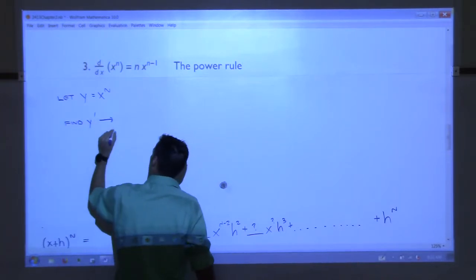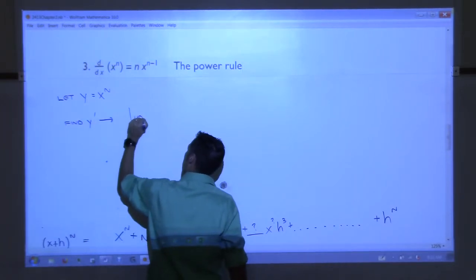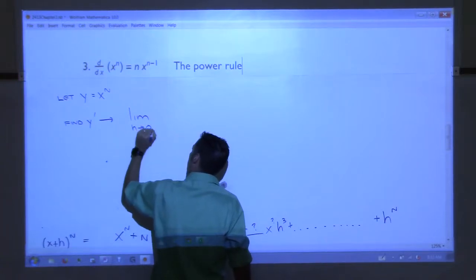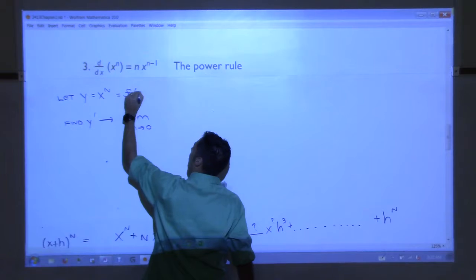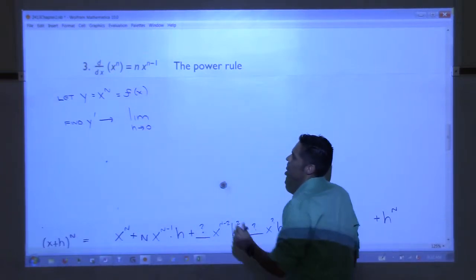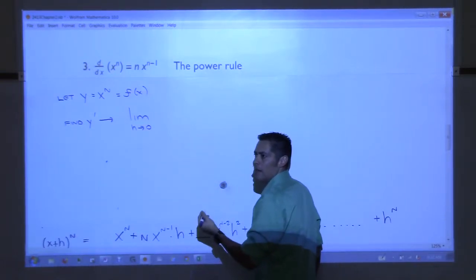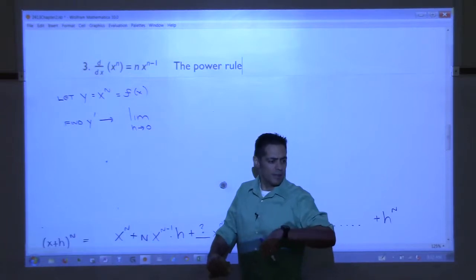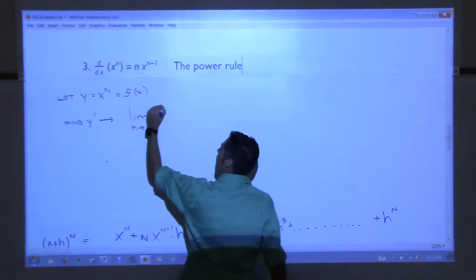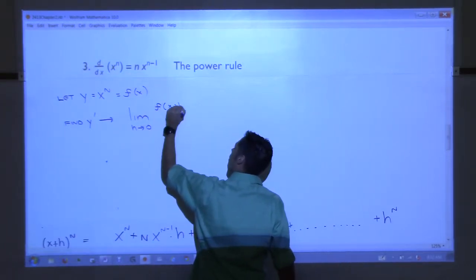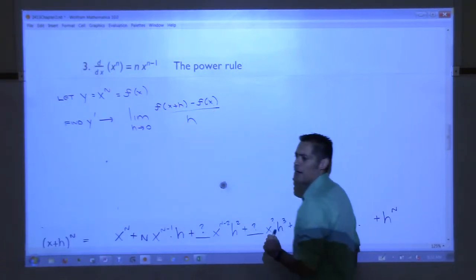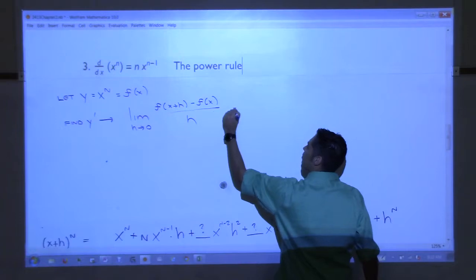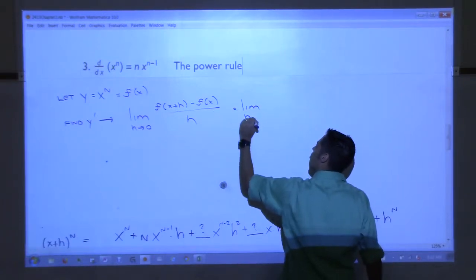And to do that, I'm going to take the limit as h goes to 0. Remember the formula? Let's call this f of x, okay? Let's call it f of x. We're going to, instead of using a, I'm going to use x, okay? So I'm going to be doing limit f of x plus h minus f of x all over h. That fair?